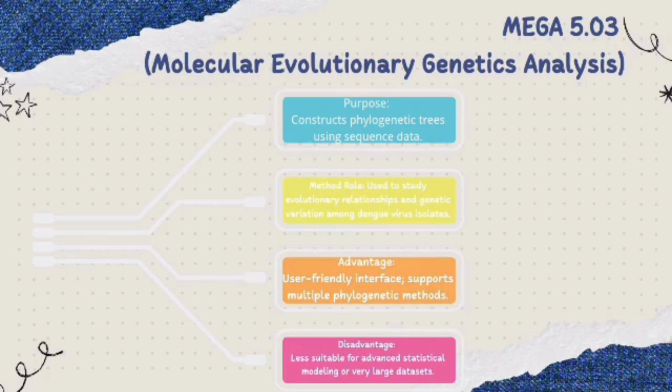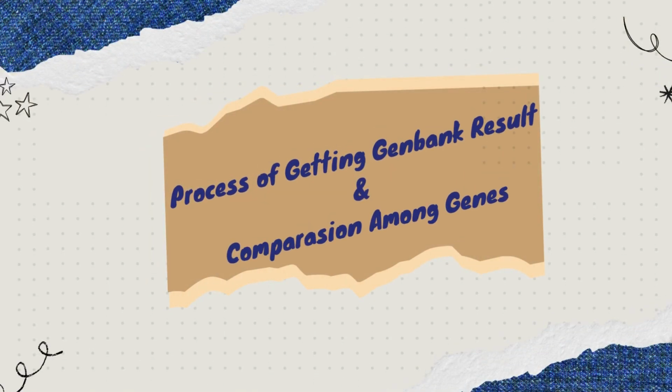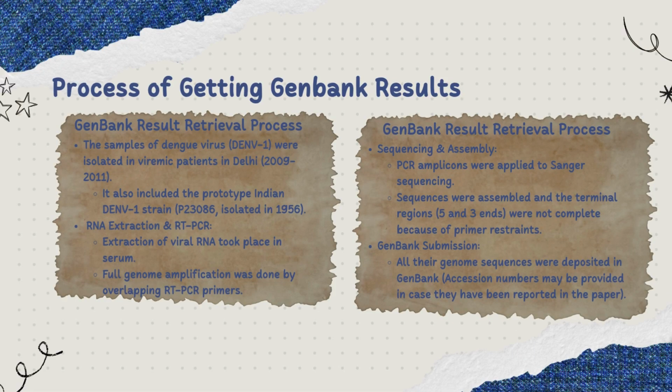In conclusion, these four tools, RT-PCR, Sanger sequencing, MUSCLE, and MEGA, form a comprehensive workflow for genome analysis. Each one plays a unique role, and understanding both their strengths and weaknesses helps ensure accurate and meaningful genetic analysis of viral pathogens. Next, let's go to the process of getting GenBank results and comparison among genes.